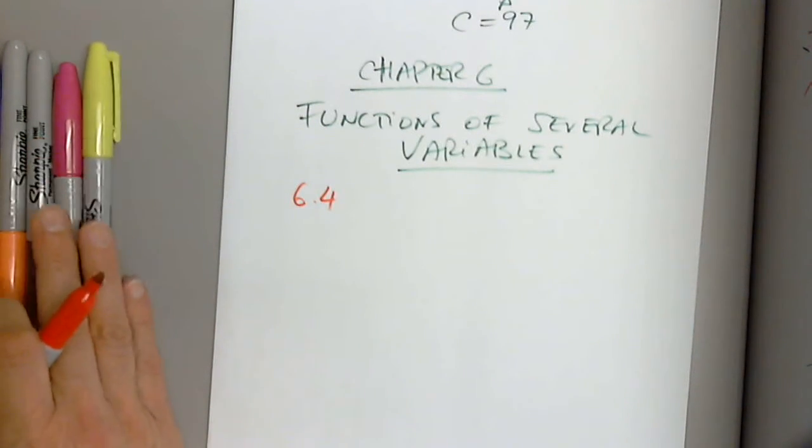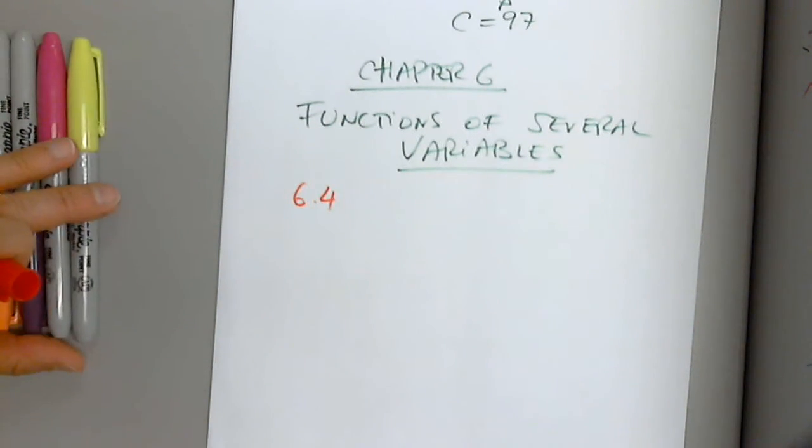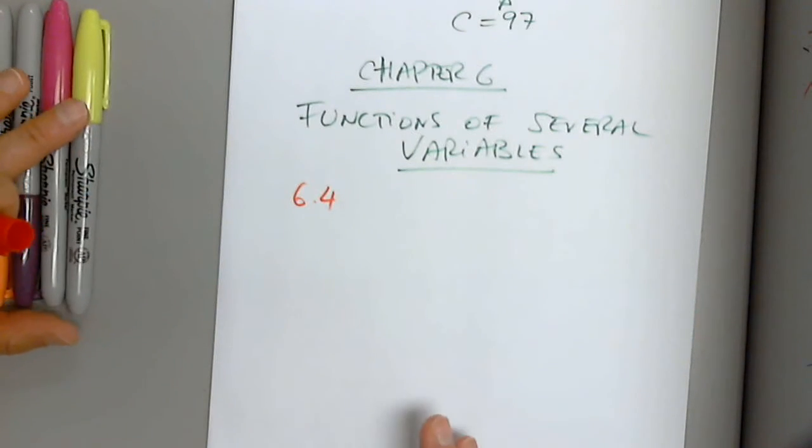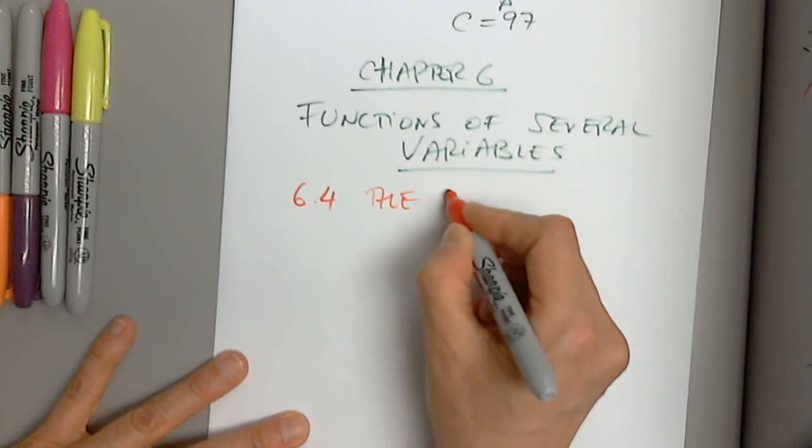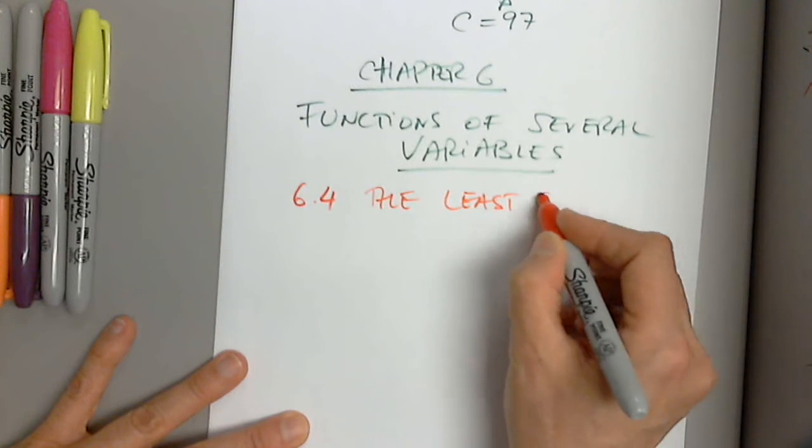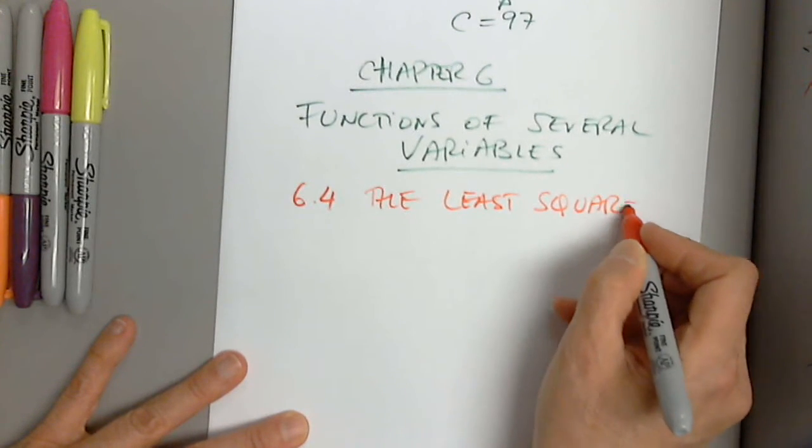And I'm not going to ask you to do anything but simply with a graphing calculator. But I need to explain what it is. The least squares method.